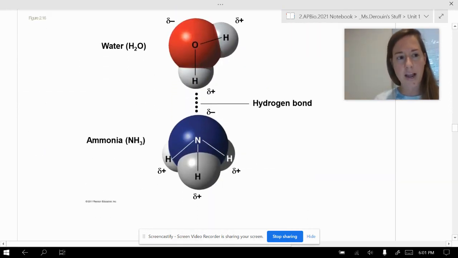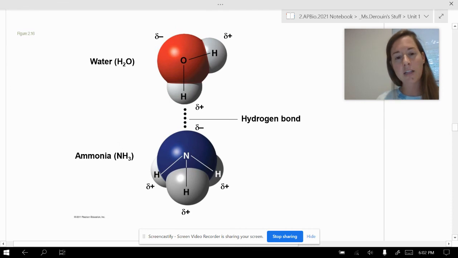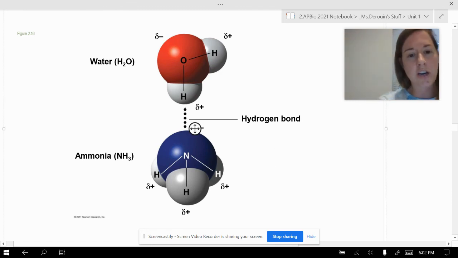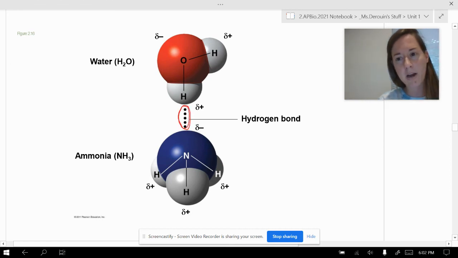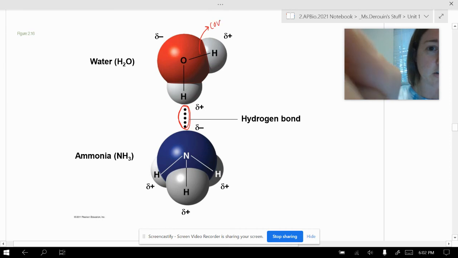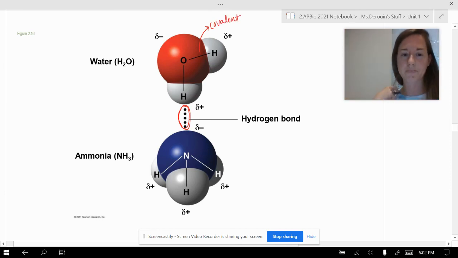All right, before I end this video, I'll just show you this picture of a hydrogen bond and what's happening here. The dotted line in the middle is the hydrogen bond. So whenever you see pictures of this or are drawing a picture of it, hydrogen bonds are demonstrated by dotted lines because they're weak. And covalent bonds are demonstrated by solid lines because they're strong. So this line here is a covalent bond. And same with the ammonia.